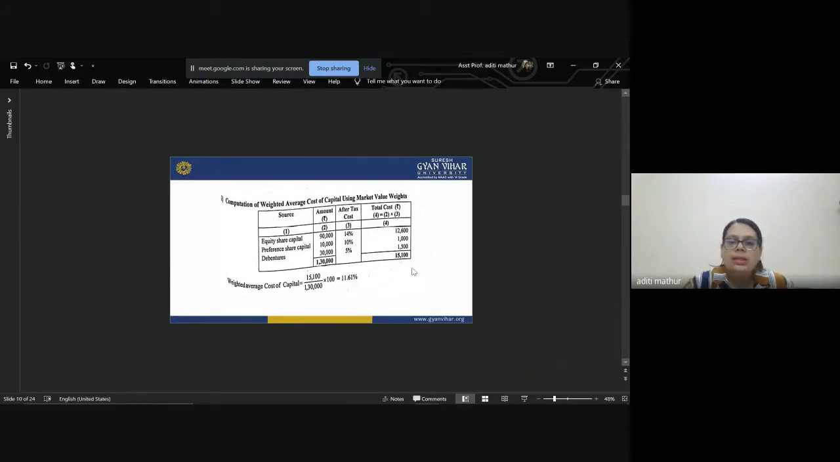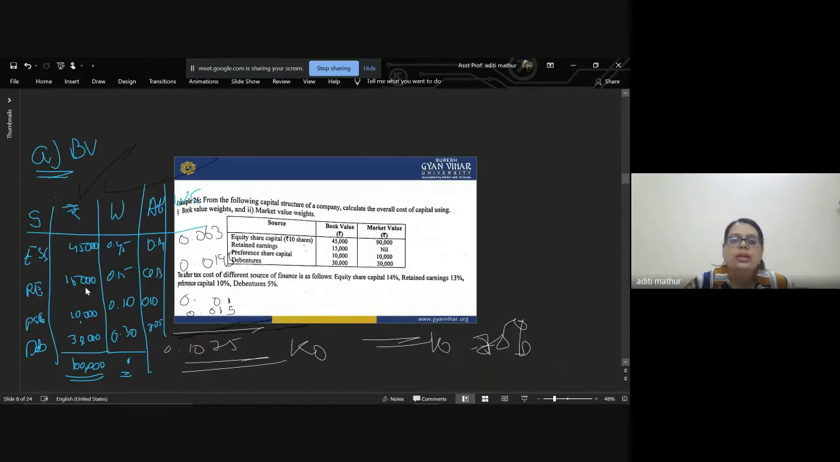Now, let us solve it when we have to use the weights with the help of your market value. So the only difference is that this will change, because of which our weighted cost will also change. So let's solve the question.